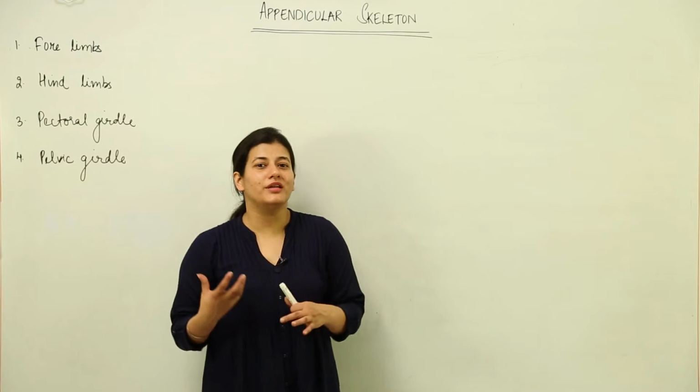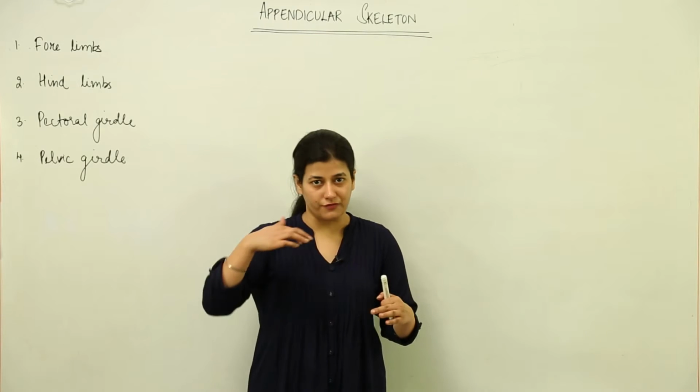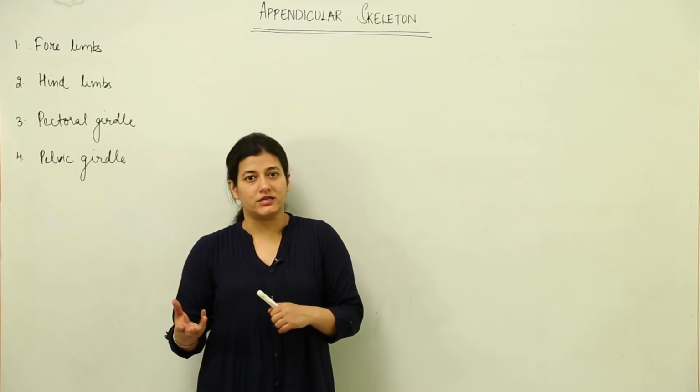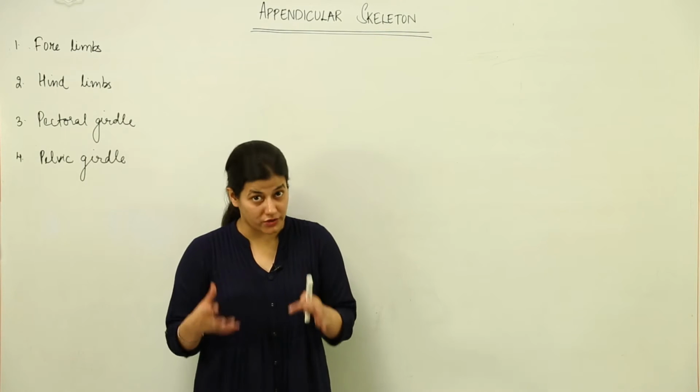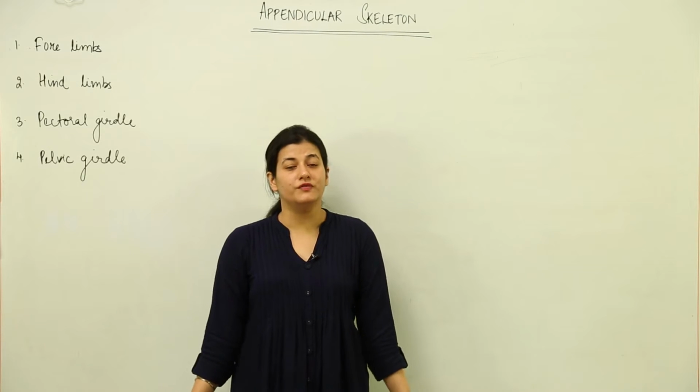What if we had only the axial skeleton? The movements of locomotion, that is, moving from one place to the other by the help of legs, will not be possible. Just freeze yourself in a way and try to move the axial skeleton.